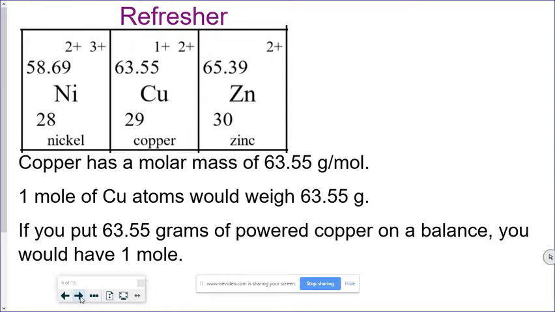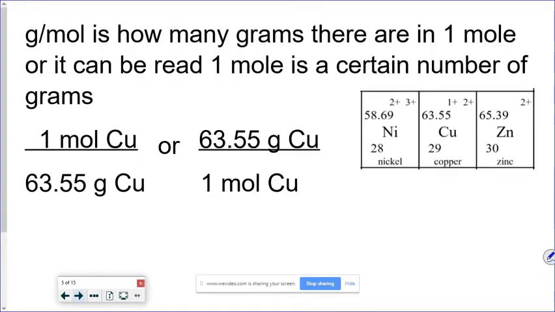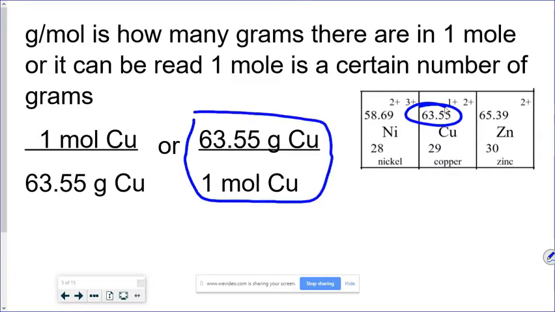A couple things to keep in mind as we go along, and a little bit of this is review. We talked about this number right here, called molar mass. That's how many grams there are in 1 mole of copper atoms. We're going to be using that a lot in this part of the unit. So 63.55 grams of copper in 1 mole of copper, or 1 mole of copper, 63.55 grams. Both of these will be used in equations, and we need to realize that we can flip them either way to make our equations work.